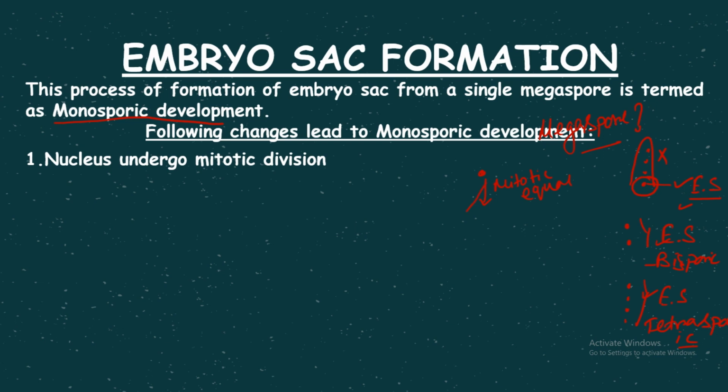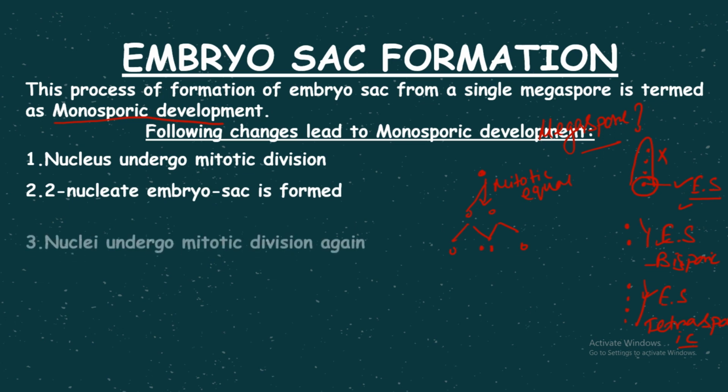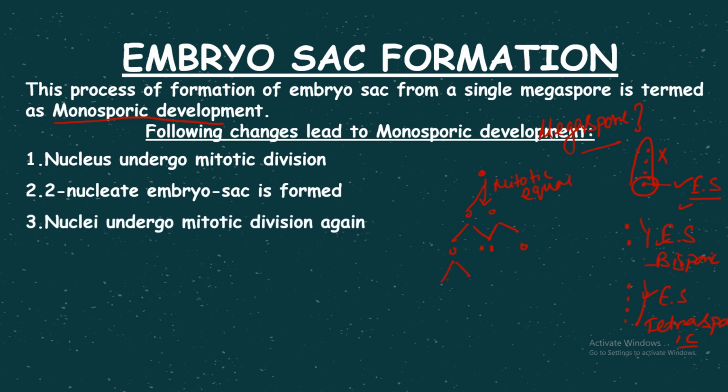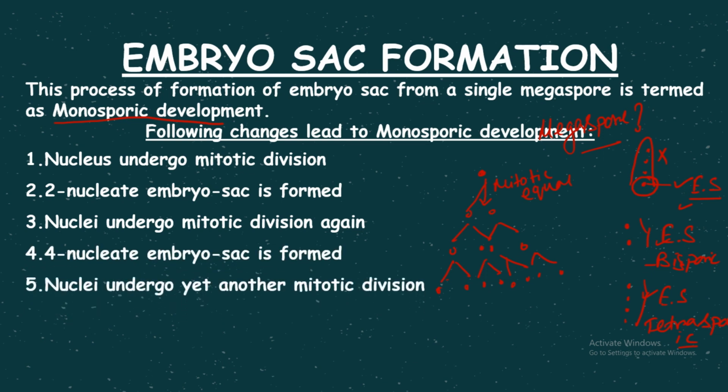Again the 2 nuclei will divide and form 4 nuclei. Again the 4 will divide mitotically and form 8 nuclei. So ultimately how many nuclei will form? There will be a formation of a total of 8 nuclei. And once the 8 nuclei form, there will be partitioning of the 8 nuclei, and as a result there will be formation of the entire complete embryo sac.